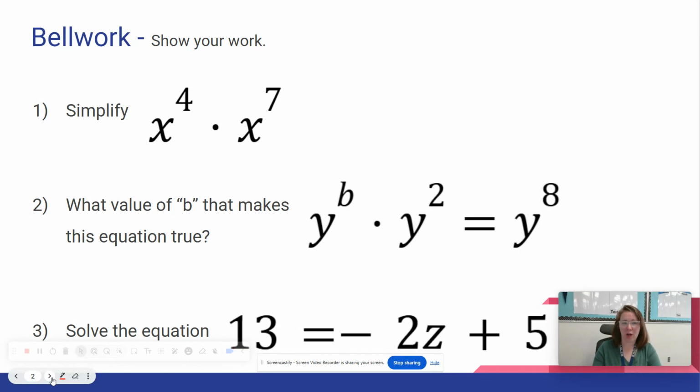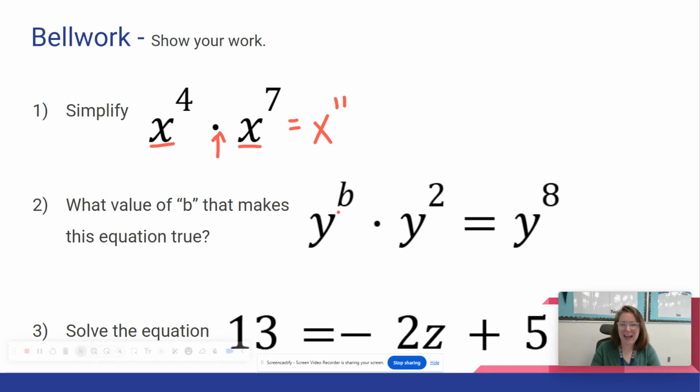Yesterday we learned about the product rule, where if the base is the same and product means multiply, and you're multiplying, then you can just add 4 plus 7. So x to the power of 4 plus 7 is 11. Then at the end of class, we did this extend your thinking.